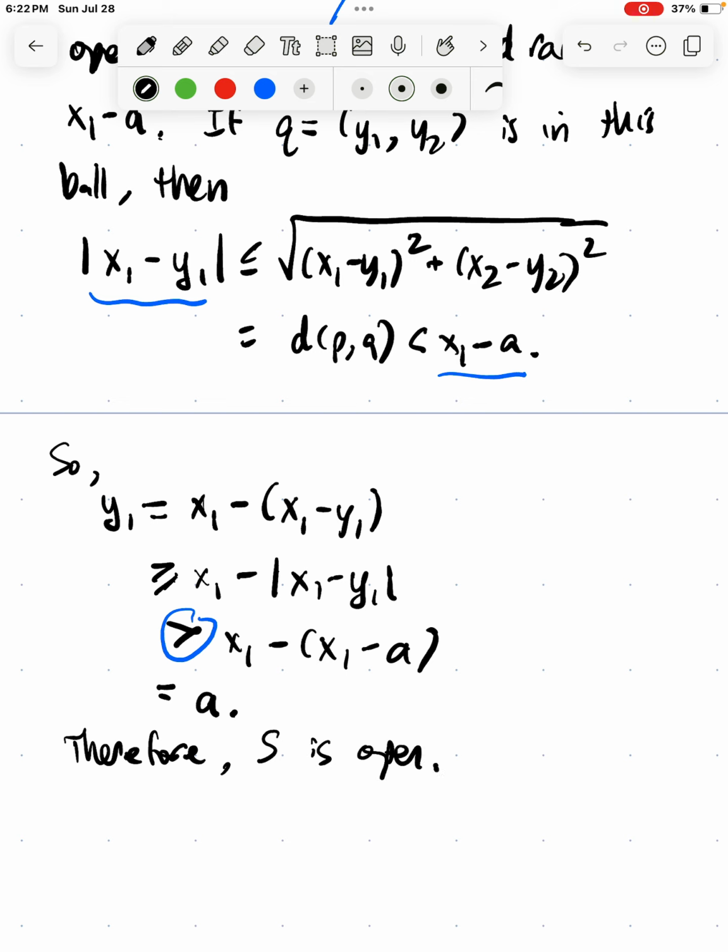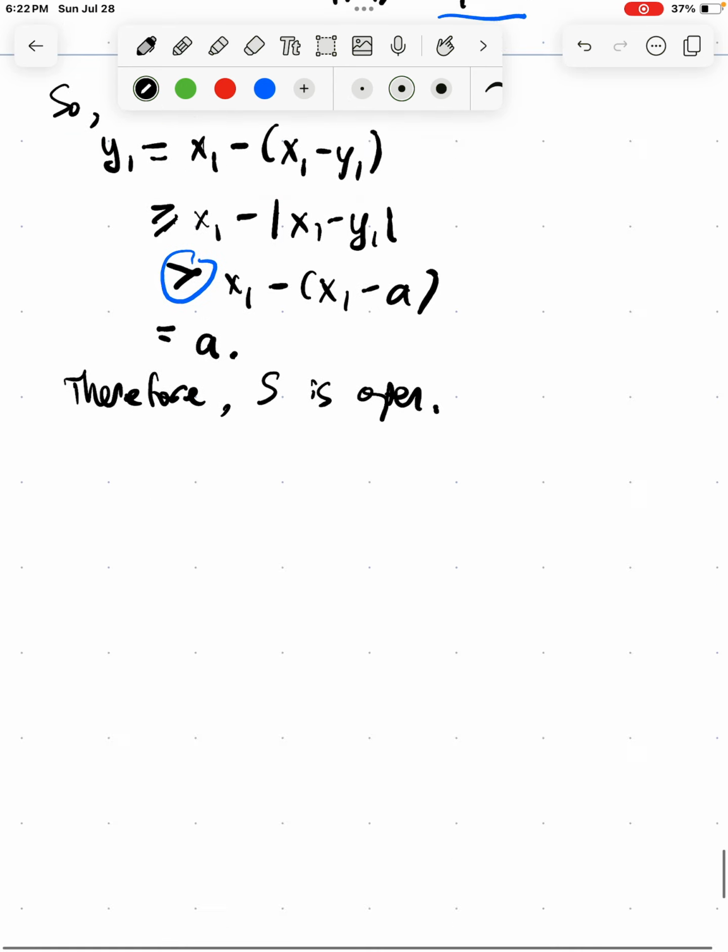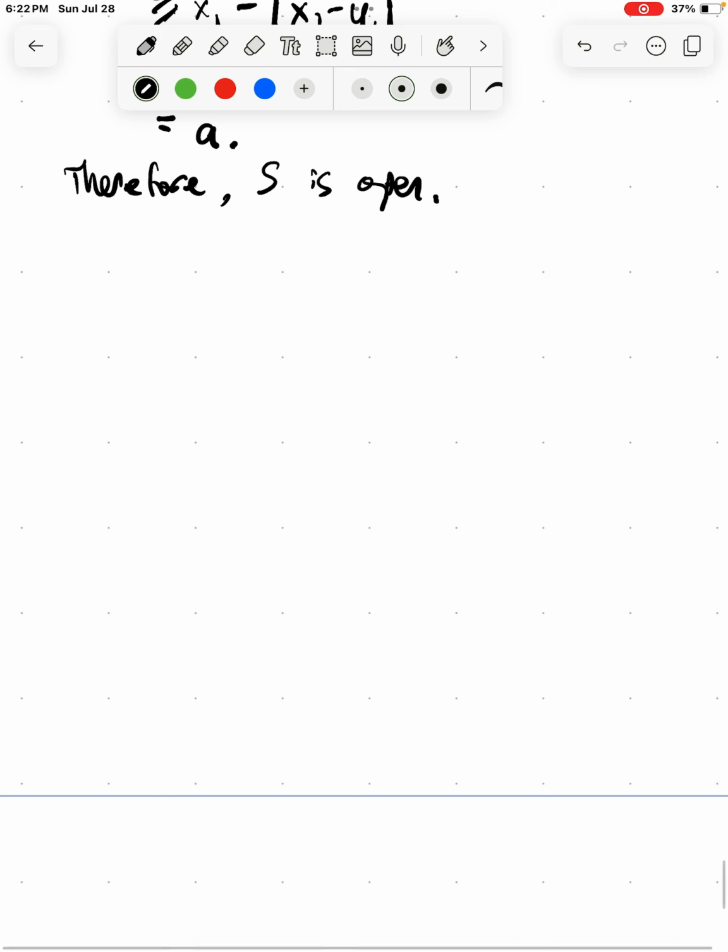Okay. One more thing. Do we have time for this? It's a bounded set. Since that's a different topic, the concept of a bounded set, we'll talk about that in a different video. Okay, thanks.